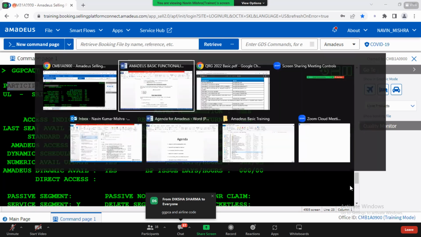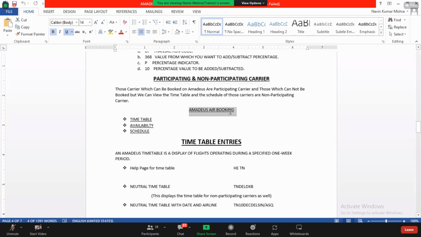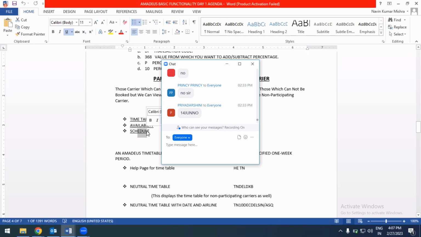Now moving to the next part of the topic, we are going to learn how to search and book Amadeus participating airlines. In the Amadeus Air search booking, there are three subtopics: the first is timetable, the next is availability, and the third is schedule entry.